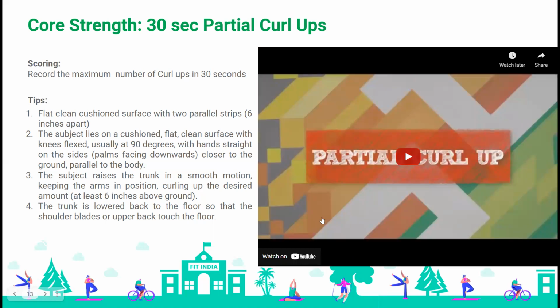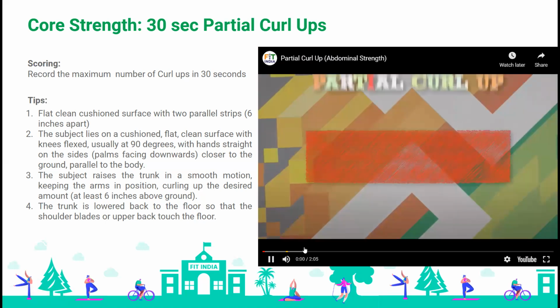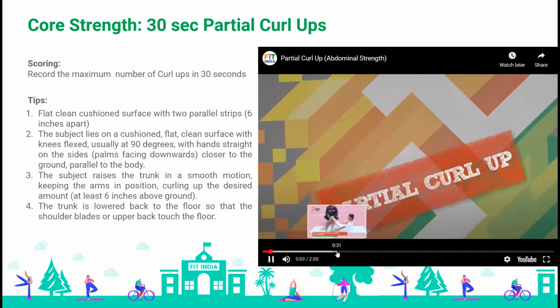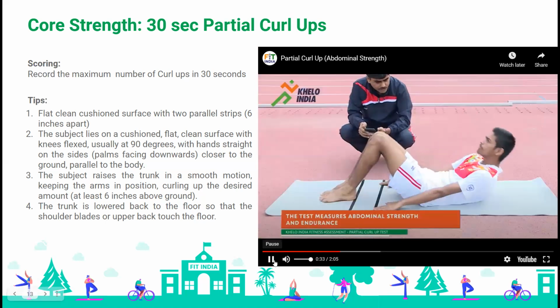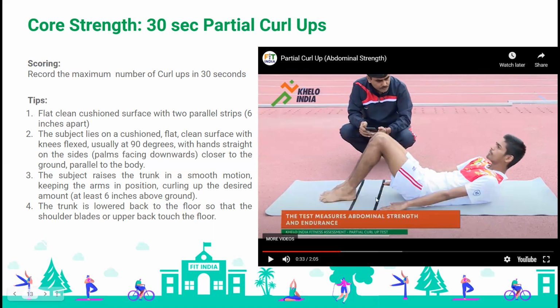Yeah, as you saw, in case of partial curl-up, it tests the endurance of the abdominals. You can actually see that there are two strips, and your leg should be like this and the hand should be behind it, and it should just cross to the other line and come back. The difference between the two strips is 6 inches. And if you don't have strips, you can just use electrical tape, which you use for electrical work. You can use any tape, or any sticker also.